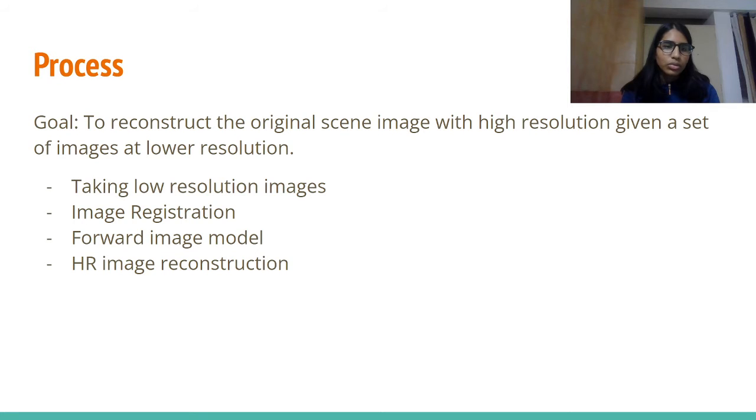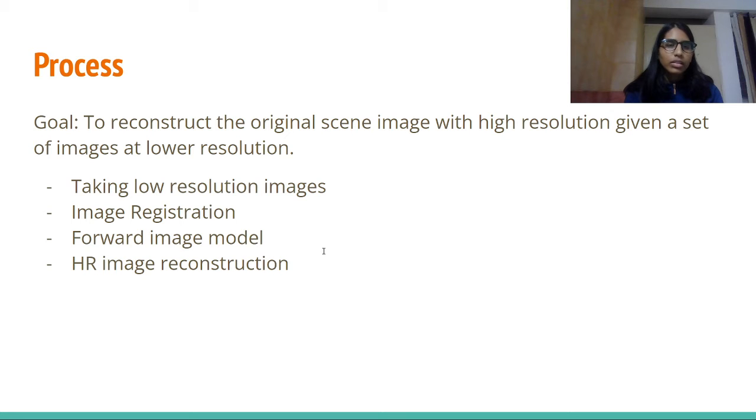Now, how do we do this? So, our goal is to reconstruct the original scene image with high resolution given a set of images at lower resolution. So, first of all, we need some lower resolution images. So, we take low resolution images using a device. Then, what we do is image registration. So, the observed images could be taken from one or multiple cameras or could be frames of a video sequence. These images need to be mapped to a common reference frame. This process is what we call image registration.